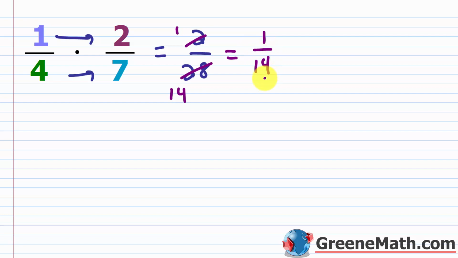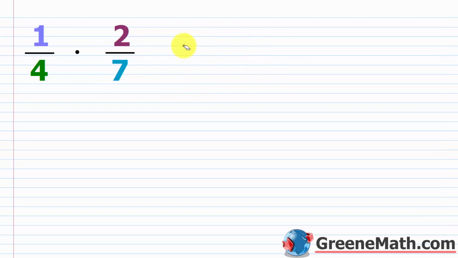so I get 1 over 14, okay, as my simplified result. Now, a more efficient way to do this, if we think about this, we would first make sure that each fraction in the multiplication problem is simplified already. So that means no common factors other than 1. So if I look at 1 and 4, we're good to go. If I look at 2 and 7, we're good to go. So nothing can be canceled there.